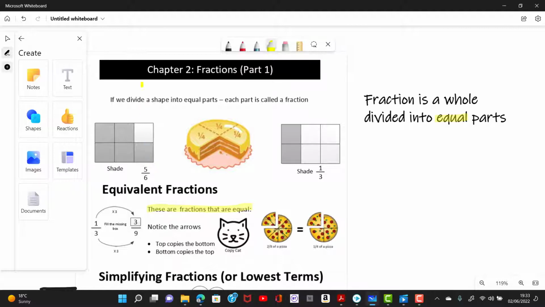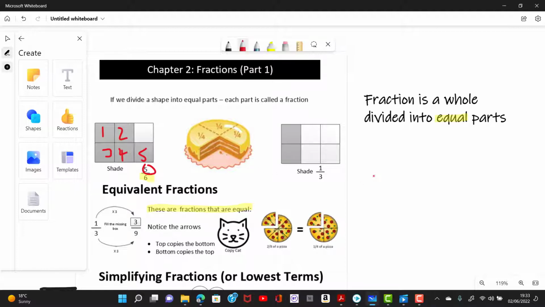We've got some examples in the book, one where they're shading 5/6. So a whole is divided into 6 equal parts. The bottom number tells us how many parts it's divided into, and the top number tells us how many are shaded. So 1, 2, 3, 4, 5. That's pretty straightforward.